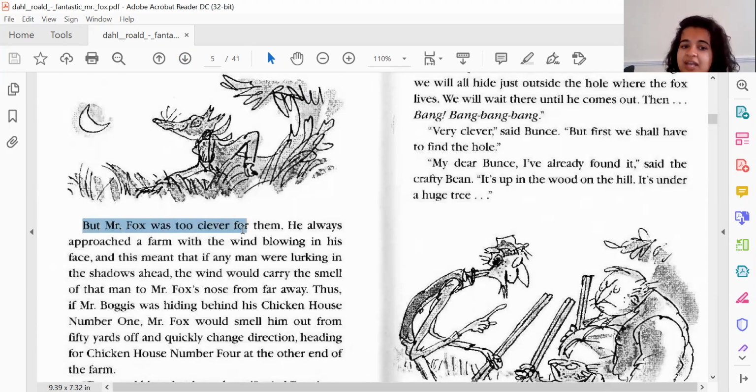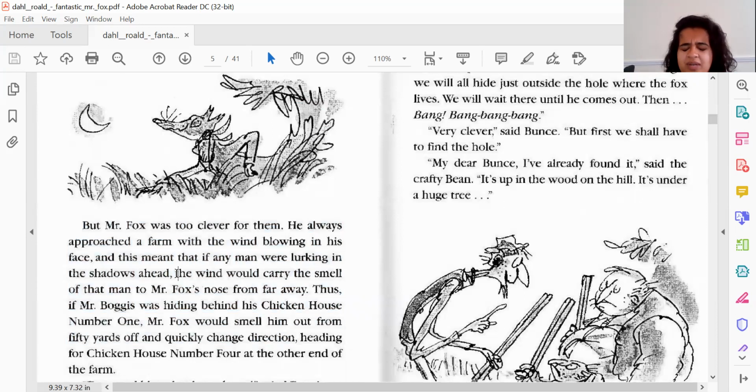But Mr. Fox was too clever for them. He always approached the farm with the wind blowing in his face, and this meant that if any man were lurking in the shadows ahead, the wind would carry the smell of that man to Mr. Fox's nose from far away. Thus, if Mr. Bogus was hiding behind chicken house number 1, Mr. Fox would smell him out from 50 yards off and quickly change direction.